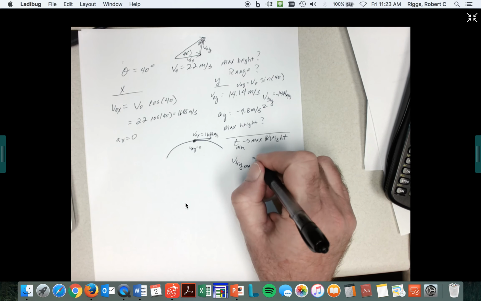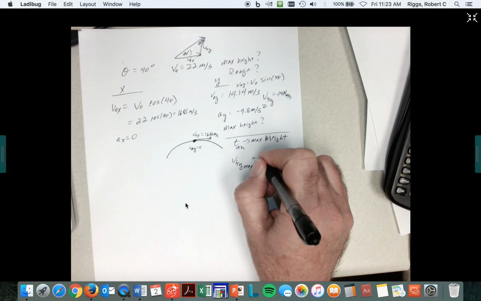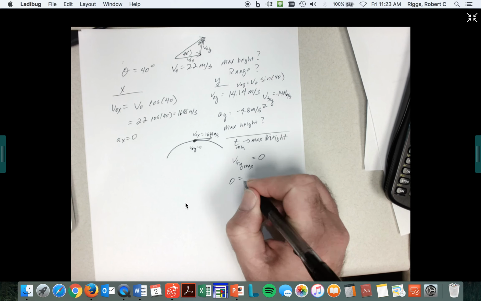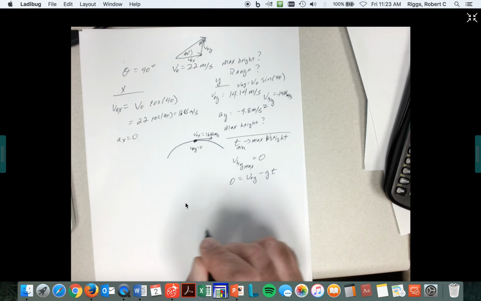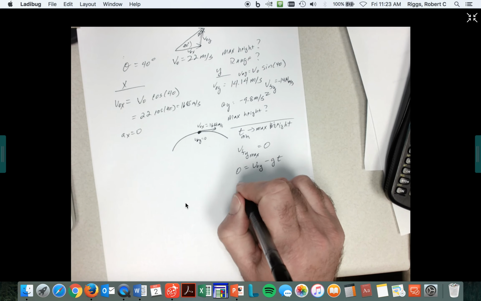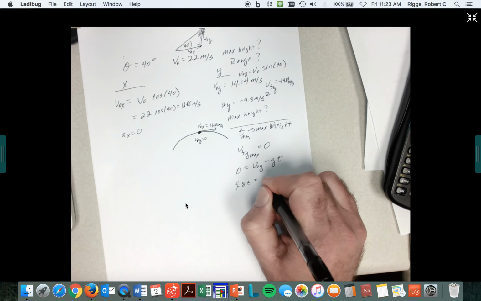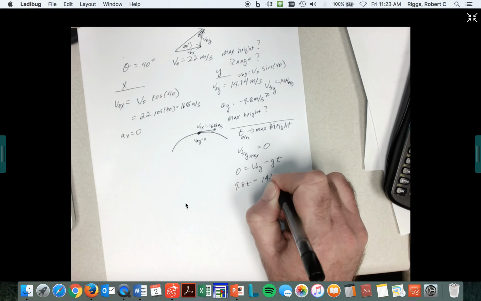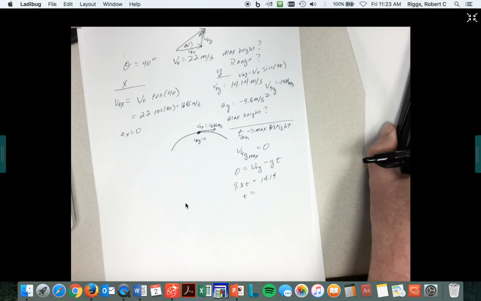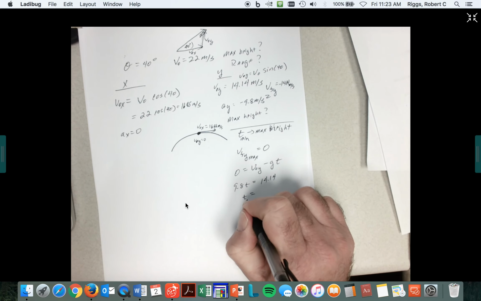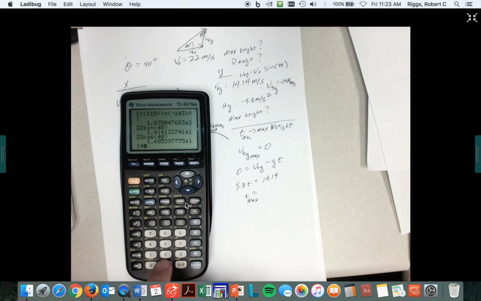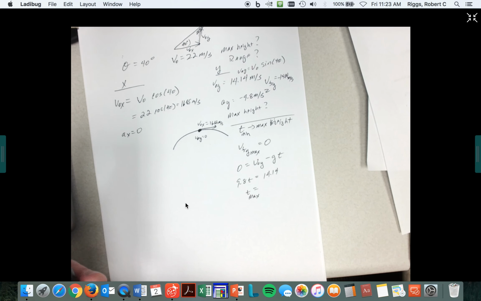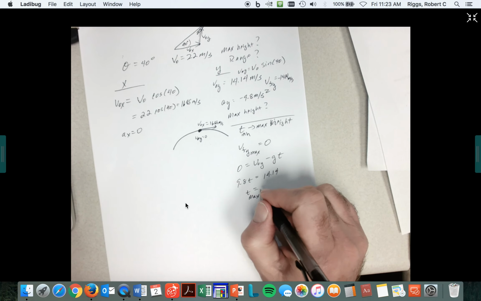All right. So we got 0 is equal to V naught y minus g t. Aha! So 9.8 times T is equal to 14.14. And so T to the max height, T max, is equal to 14.14 divided by 9.8, 1.44 seconds.